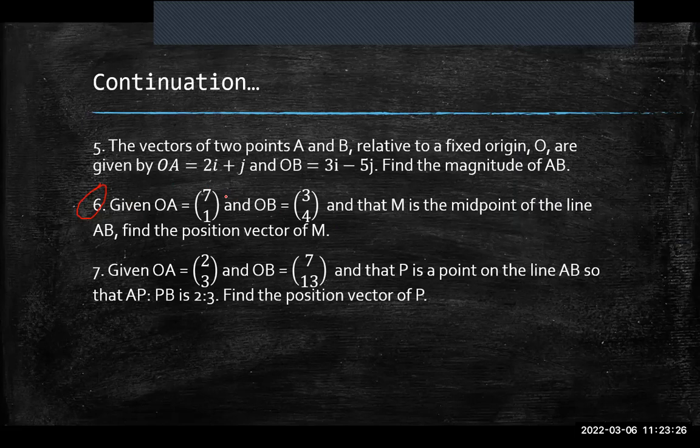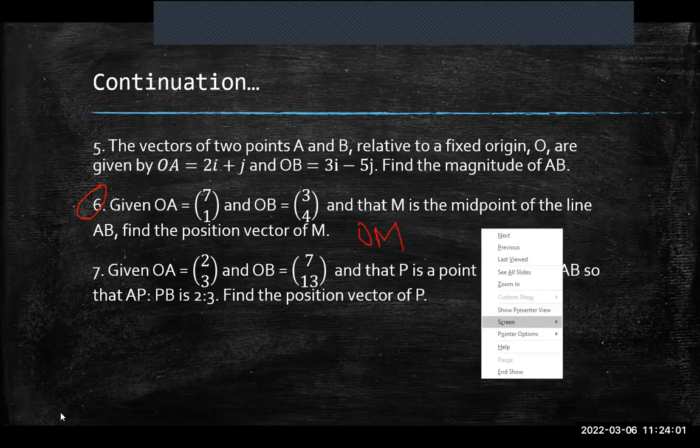Given OA is (7, 1) and OB is (3, 4), and that M is the midpoint of the line AB, find the position vector of M. So position vector of M means OM, right? So we know we're trying to find OM. There's a problem though. They didn't directly give us information about OM. So we need to manipulate all the information that they gave us in order to find this, right? So how exactly are we going to do that?